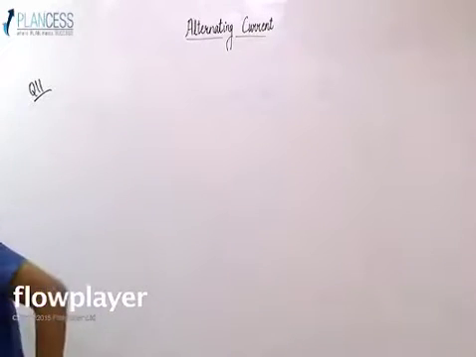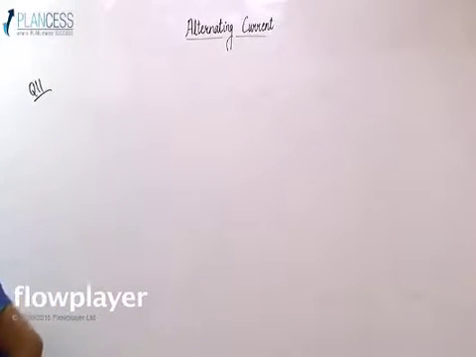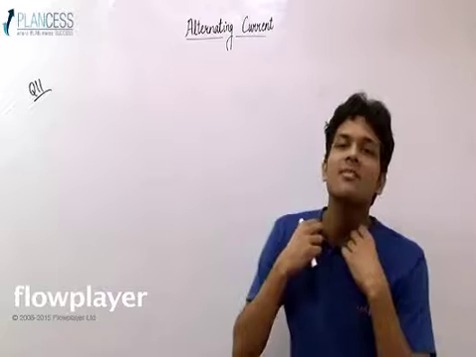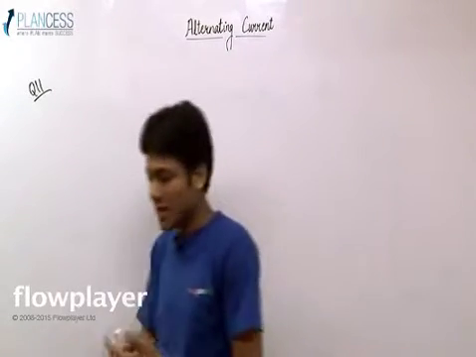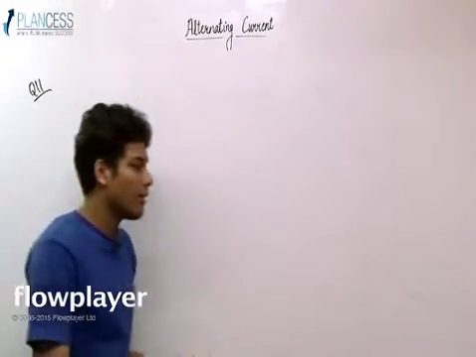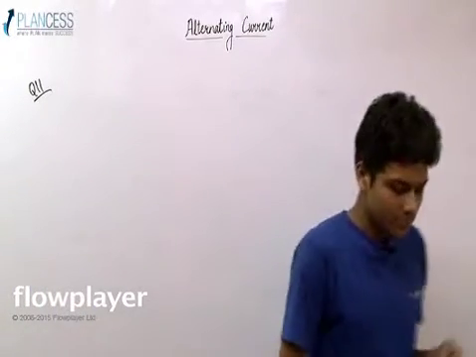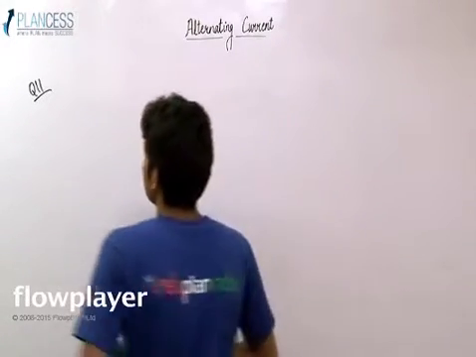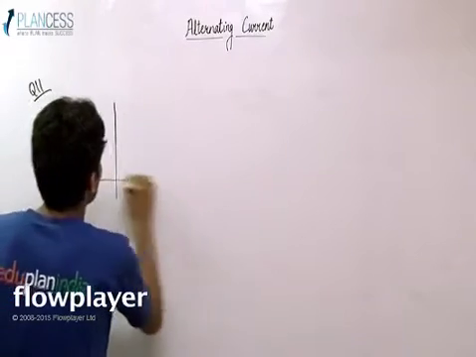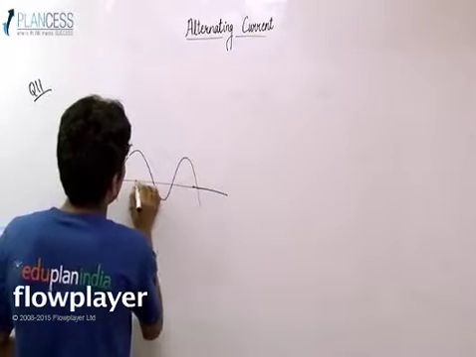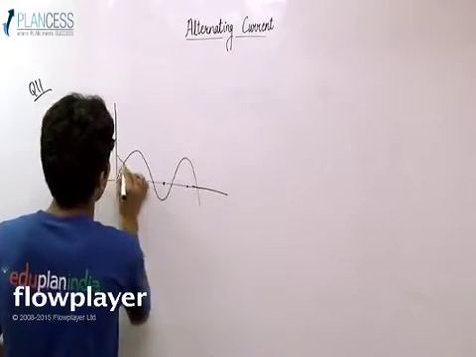Question number 11 says that in an AC circuit, the instantaneous current is 0 when the instantaneous voltage is maximum. What may the circuit be? So let's understand, if instantaneous current is 0 when instantaneous voltage is maximum. Let's say this was our voltage. It says that when the instantaneous voltage is maximum, the current is 0. So it can be like this.